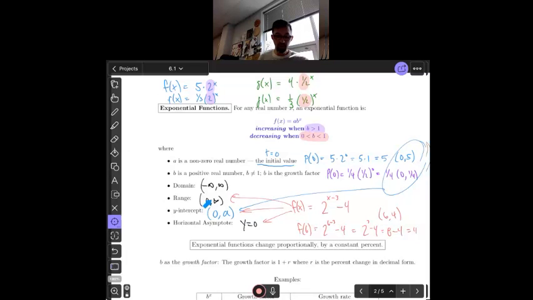The range would be -4 to infinity. The y-intercept would be whatever you get when you plug in 0, some decimal. And the horizontal asymptote would be -4.